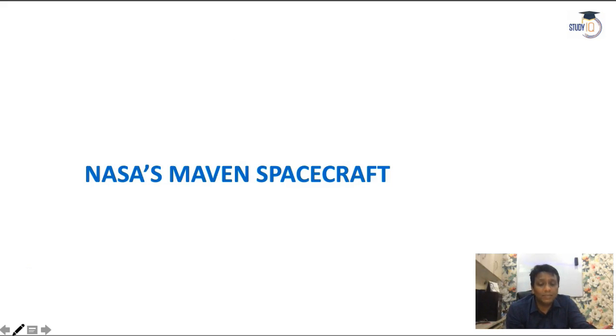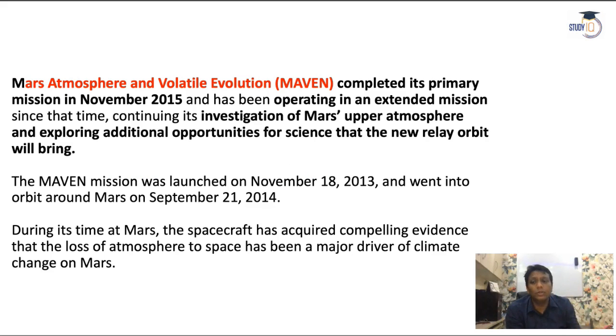NASA's MAVEN spacecraft. The MAVEN spacecraft was sent actually for the study of Mars. Recently there was news, guys, that the MAVEN time period has been extended. So listen, what is the MAVEN mission? What is the full form of MAVEN? MAVEN means Mars Atmosphere and Volatile Evolution. It completed its primary mission in November 2015. But what is the news, guys? This mission is further extended.